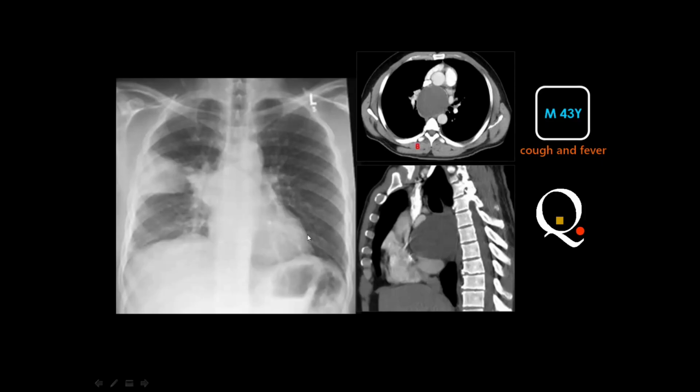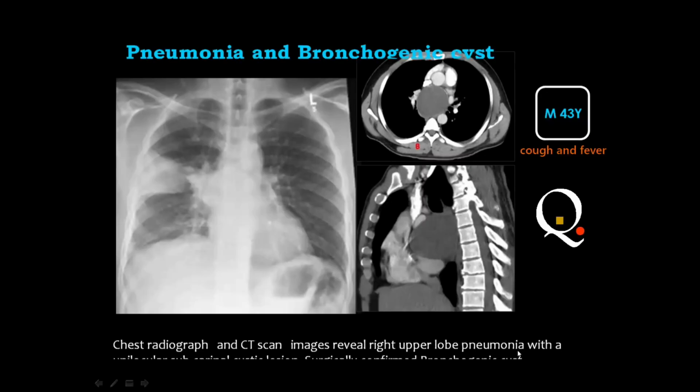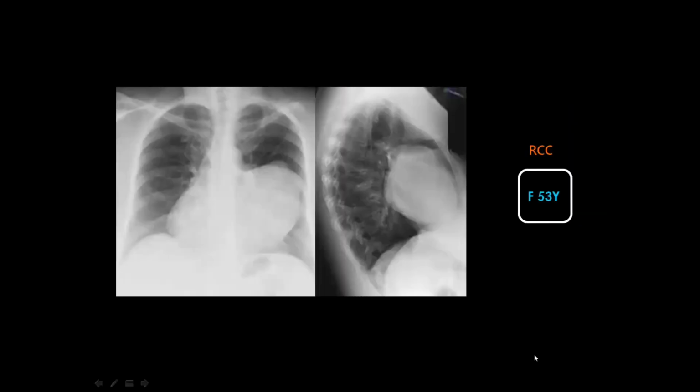Then this image, when I provide in the exam, I say there are two findings. Then you say there is pneumonia. Then you say also, I suspect, and I'm not sure about the presence of a mass in the mediastinum. Then next case is a patient with renal cell carcinoma.